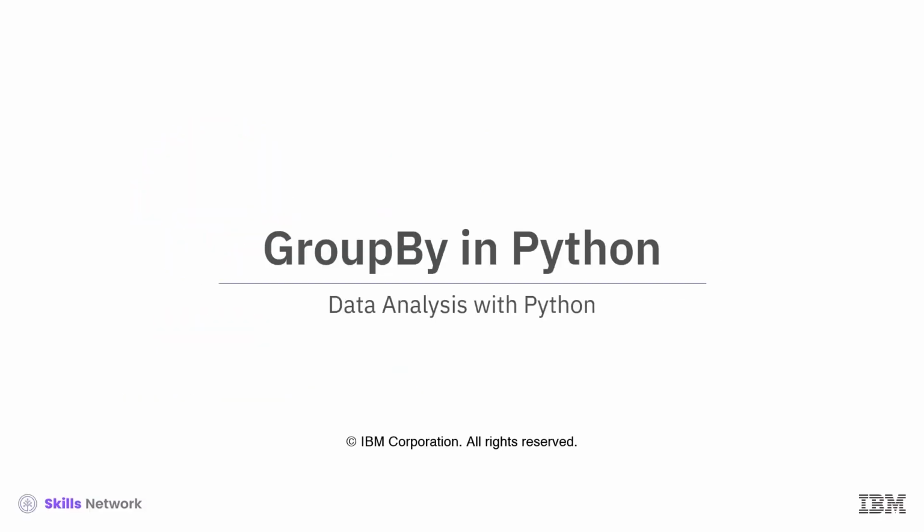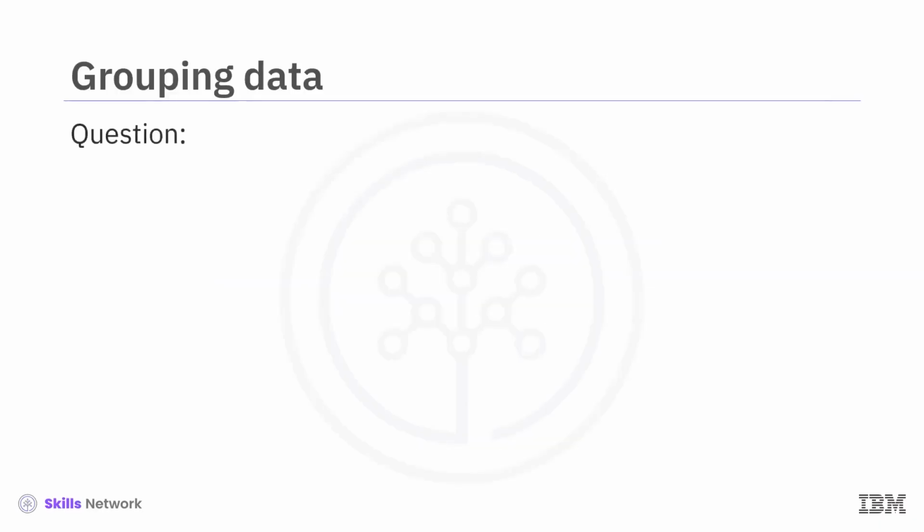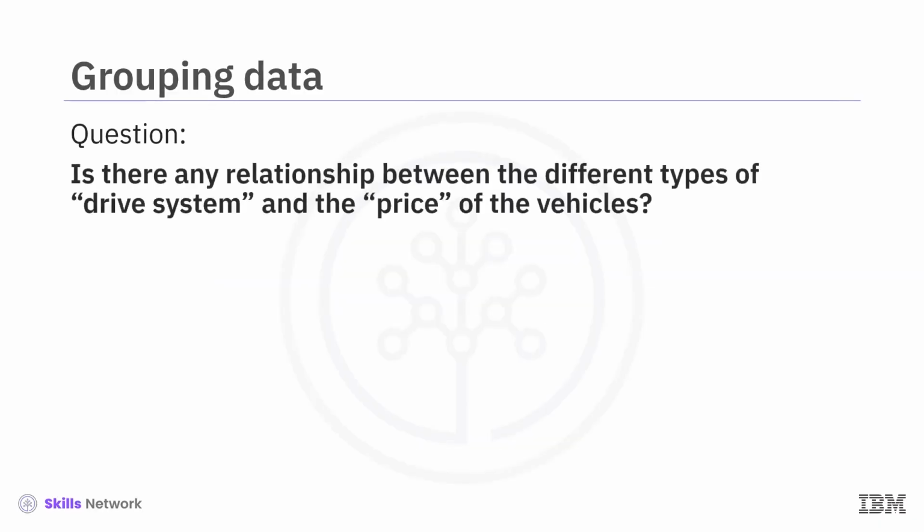In this video, we'll cover the basics of grouping and how this can help to transform our data set. Assume you want to know, is there any relationship between the different types of drive system, forward, rear, and four-wheel drive, and the price of the vehicles? If so, which type of drive system adds the most value to a vehicle? It would be nice if we could group all the data by the different types of drive wheels and compare the results of these different drive wheels against each other.